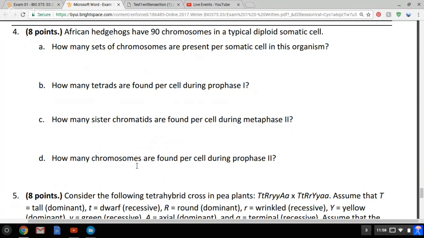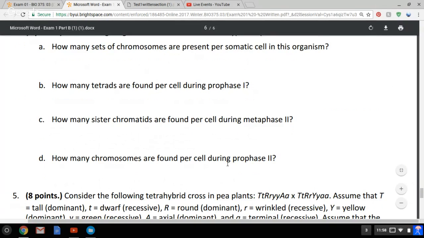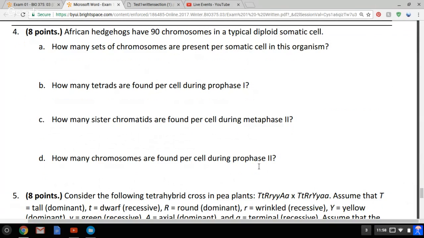There's 45 chromosomes per cell during prophase 2. Now in reality, there's 90 chromosomes, but only 45 of them are going to be unique chromosomes, whereas there's 90 sister chromatids.